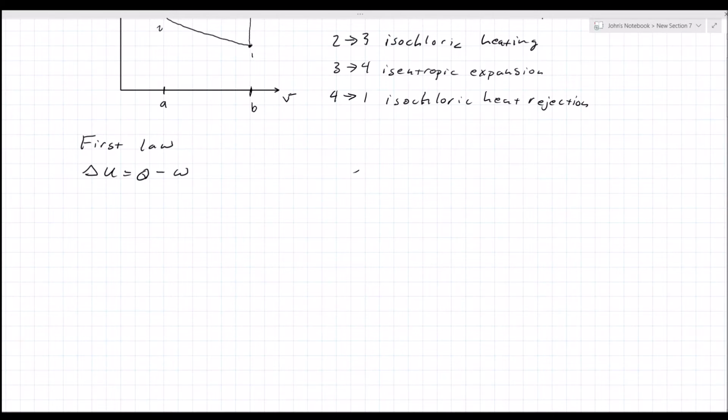So 1 to 2, isentropic compression. Remember, isentropic means adiabatic and reversible, so therefore heat is 0. So U2 minus U1 is equal to the negative work divided by the mass present. So then the work of the system is equal to U1 minus U2.